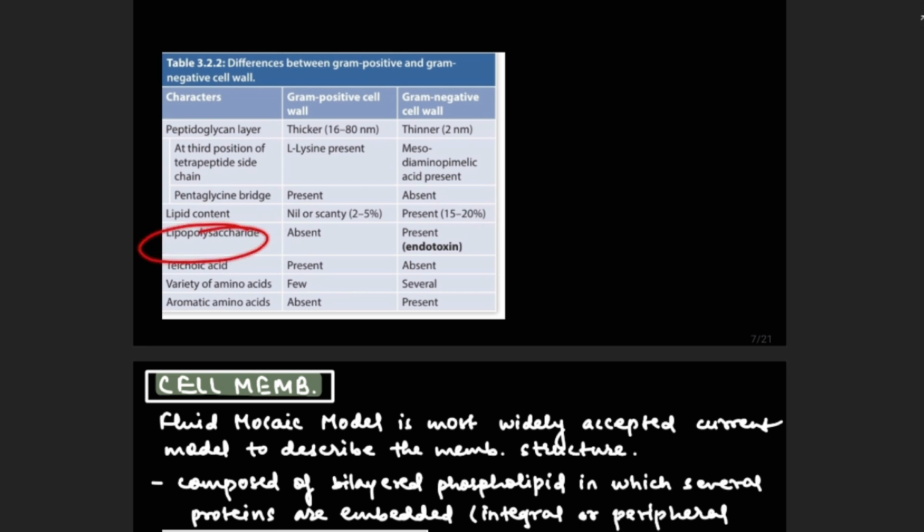Next is lipopolysaccharide. It is absent in gram-positive cell wall and present in the gram-negative cell wall. Then teichoic acid is present only in gram-positive, absent in gram-negative. Then variety of amino acids: there are very few in gram-positive and several in gram-negative cell wall. The last one is aromatic amino acid. It is absent in gram-positive cell wall and present in gram-negative cell wall. So this was all about cell wall.